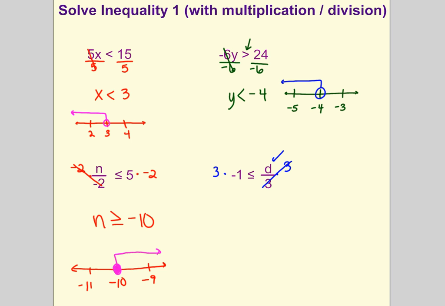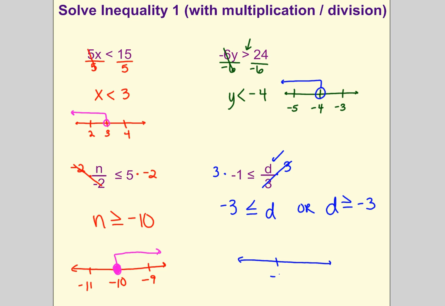Alright, so our 3's are gone. Our inequality stays the same. Negative 1 times 3 is negative 3. And then we can rewrite that where you have the d on the left side. D is greater than or equal to negative 3.